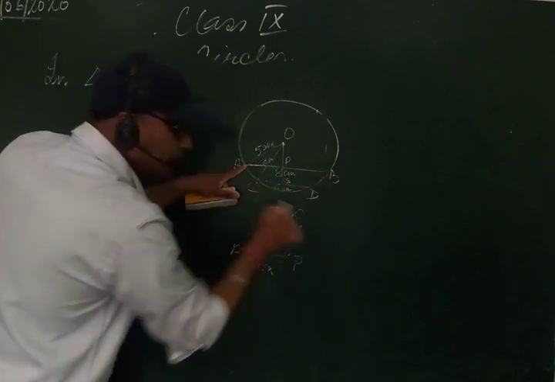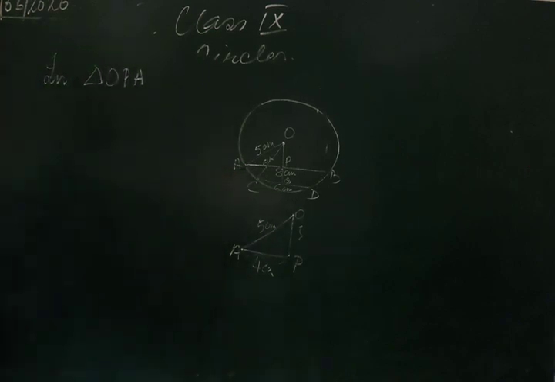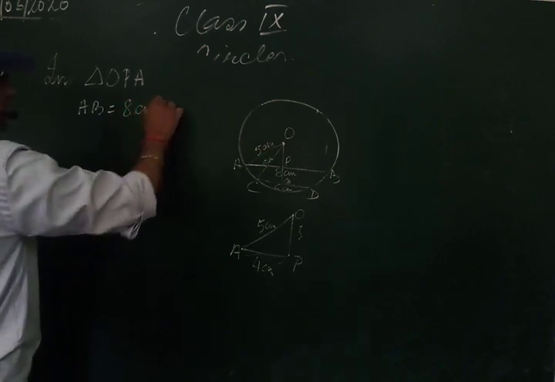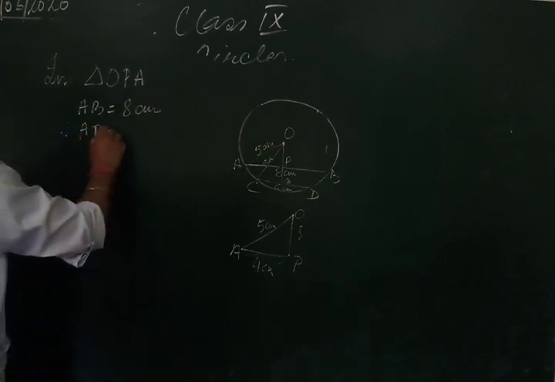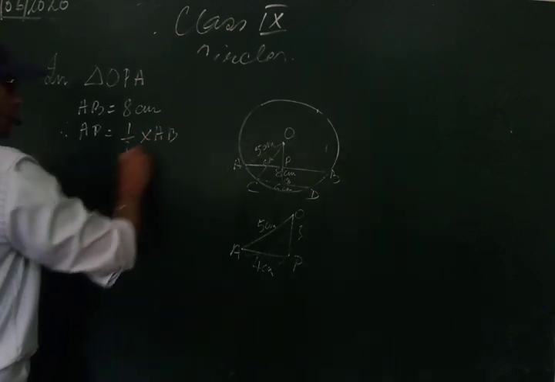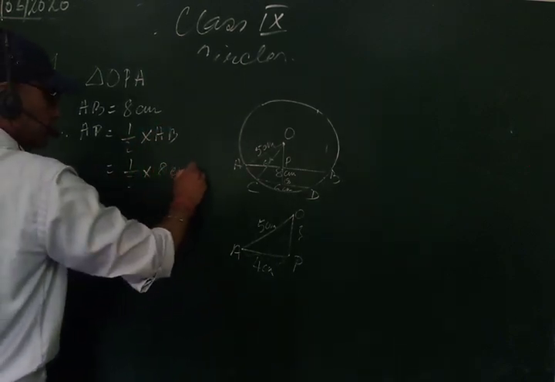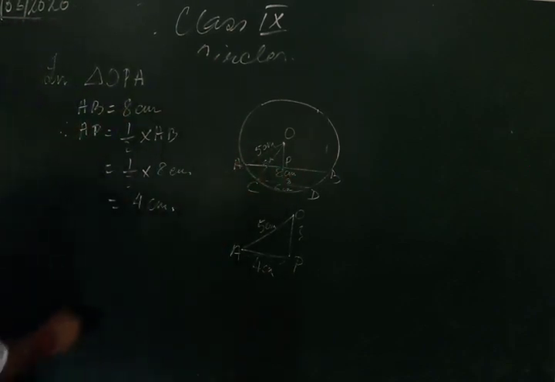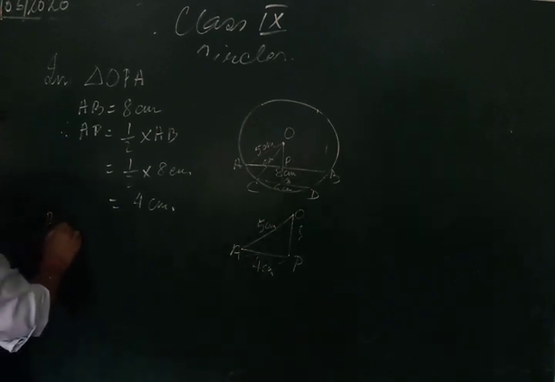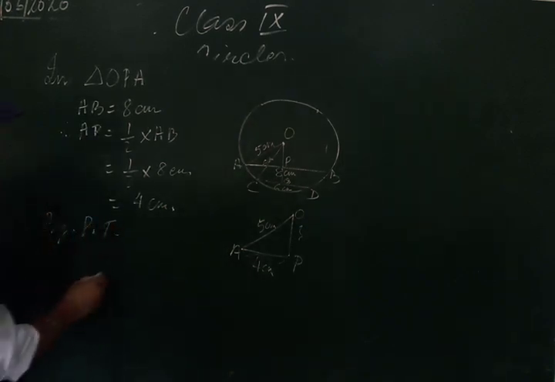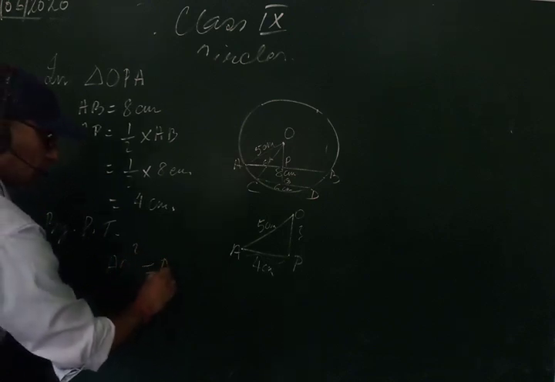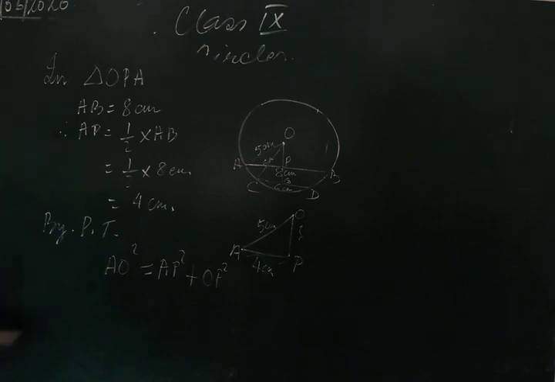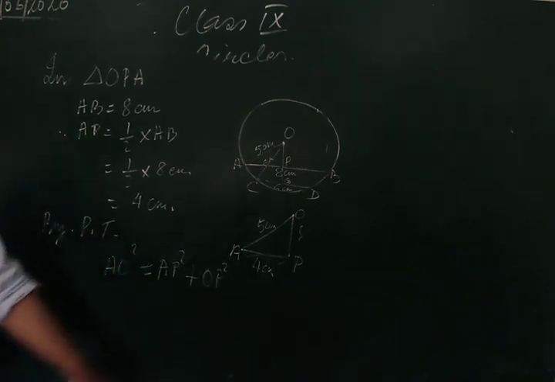Now we need to find OP in triangle OPA. AB is equal to 8 centimeters. Therefore, AP is equal to half of AB, or half into 8 centimeters. We get 4 centimeters. AP is 4 centimeters. Now, with the help of that, what you can find by Pythagoras' theorem: AO square is equal to AP square plus OP square.